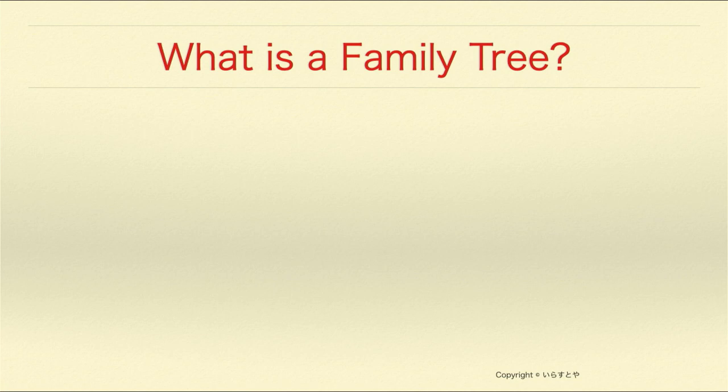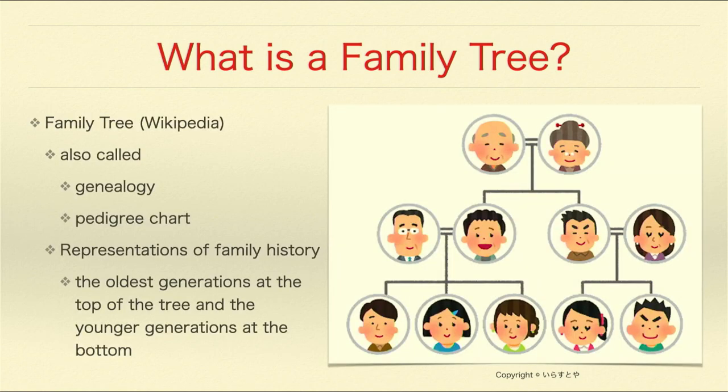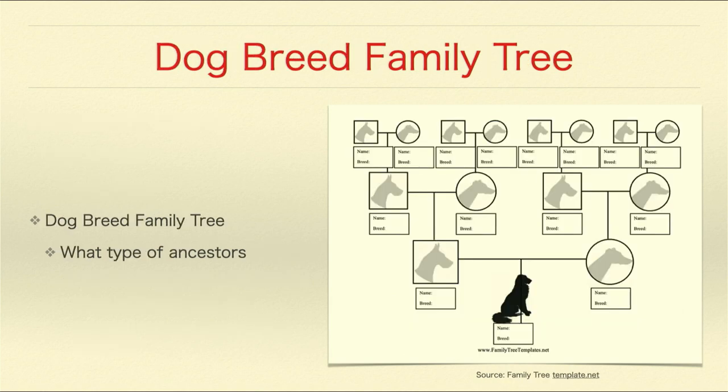What is a family tree? Did you create a family tree in your family or something? No, did you? Oh. Okay, thank you. This is from Wikipedia. Family tree, also called genealogy and pedigree chart. This is a family history. The oldest generation is at the top of the tree, and the younger generation at the bottom. It's really familiar. And this is a dog or some other animal's breed family tree, like this.